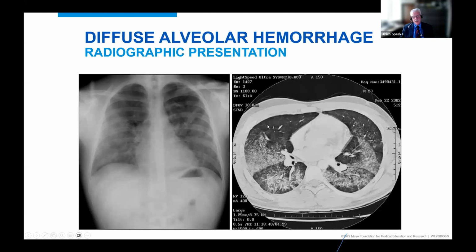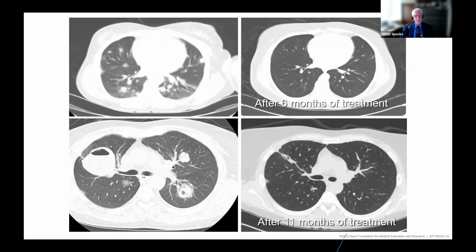Normal lung tissue looks like this black area up here. And this white stuff here all doesn't belong there. In this case, this is actually blood that has filled the lungs in a patient with active vasculitis, either GPA or MPA, who has alveolar hemorrhage, bleeding into the alveoli of the lung. And that is an acutely life-threatening situation that needs to be treated quickly and definitively.